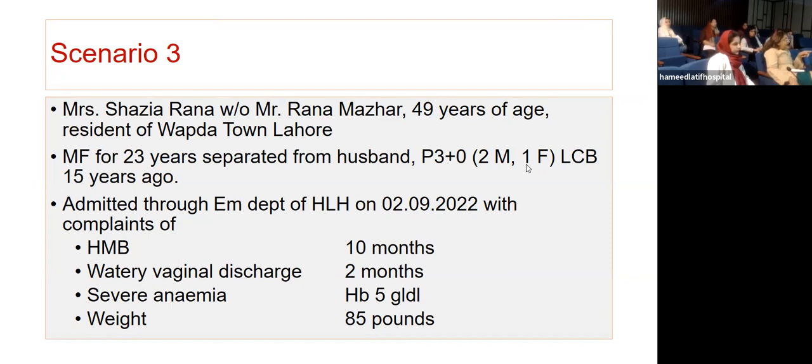Okay. So somebody has made a good point that we should look at the pathway classification and take the history accordingly to find the cause. So in a patient who has been married, who has heavy bleeding for 10 months, and a hemoglobin of 5 and weight of 85 pounds, what is the differential diagnosis?